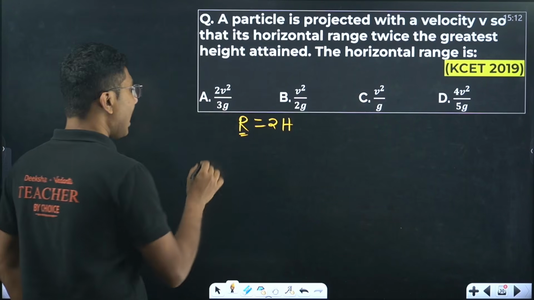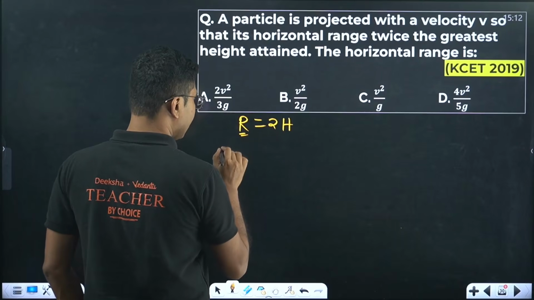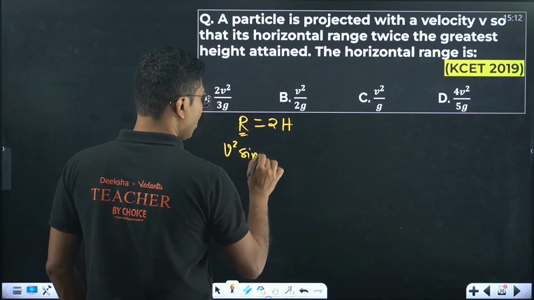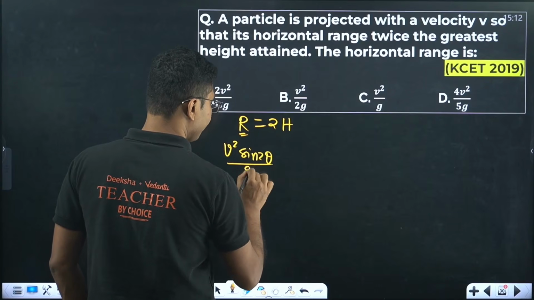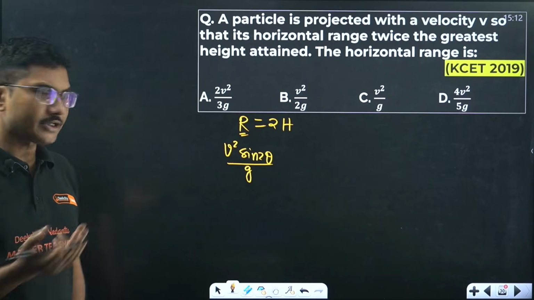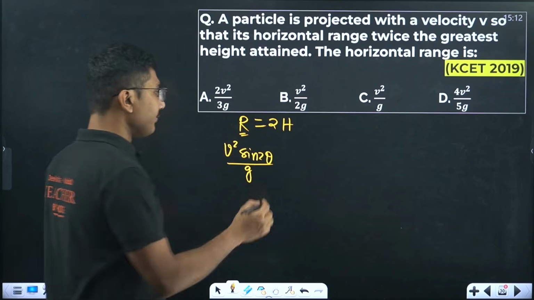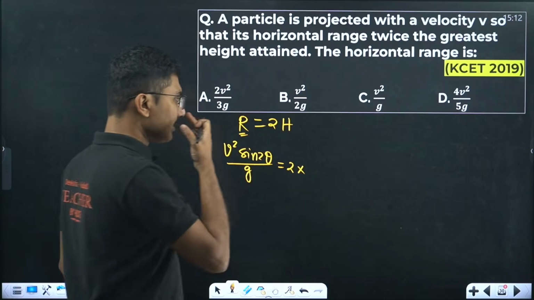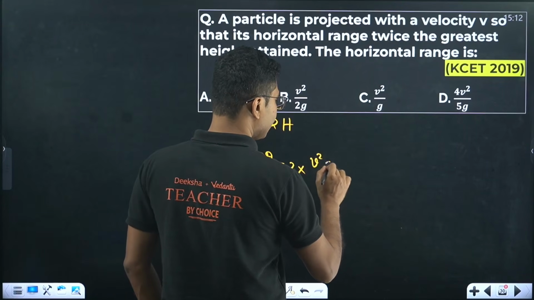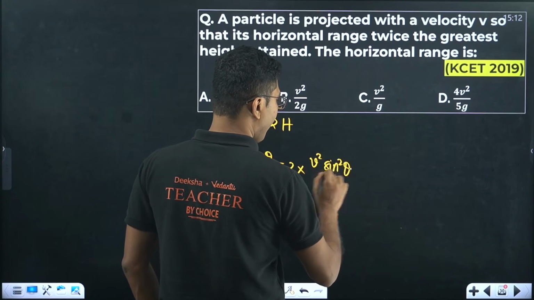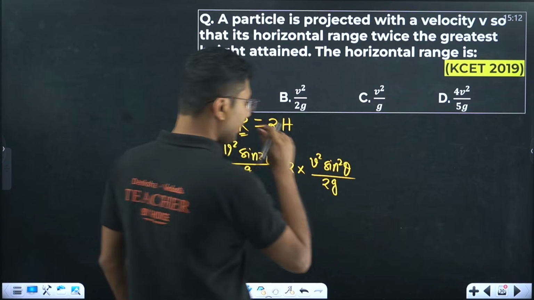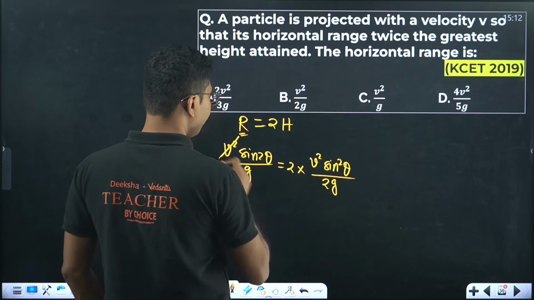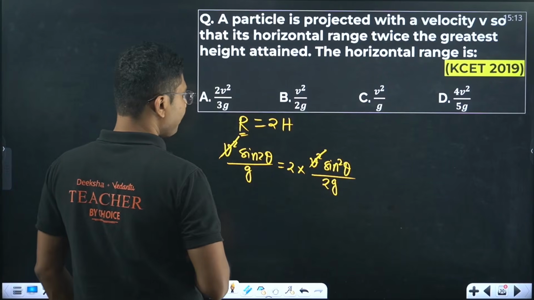Now what is R? Initial velocity is v, so R is v square sine 2 theta upon g. This is the range. As I mentioned, if you remember the formulas, it will be very, very helpful. Similarly, the maximum height that the projectile attains is given by v square sine square theta by 2g. Now we have to simplify. Obviously v square cancels.